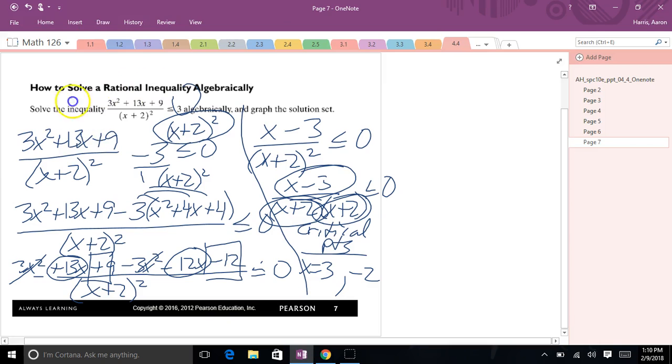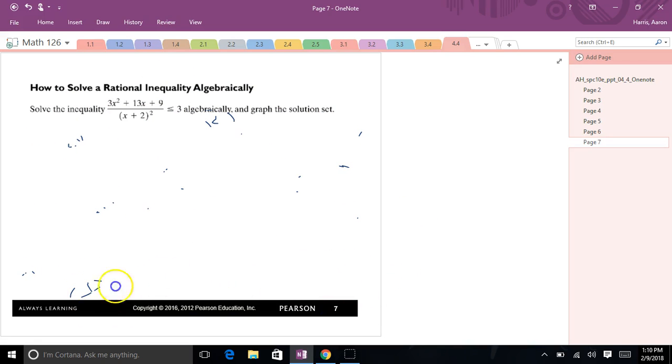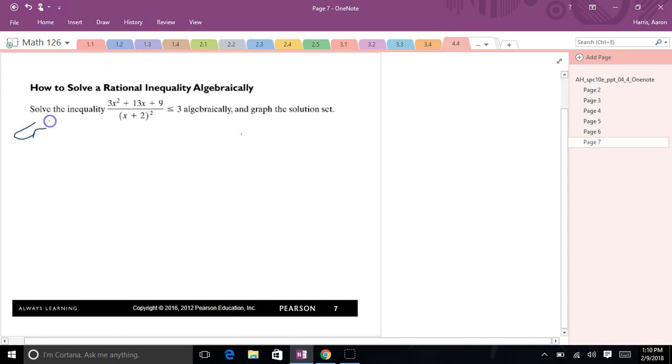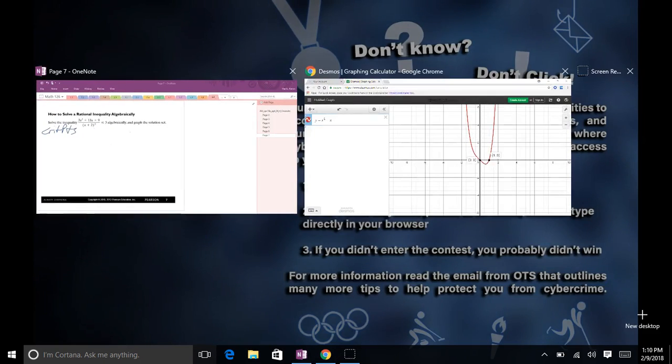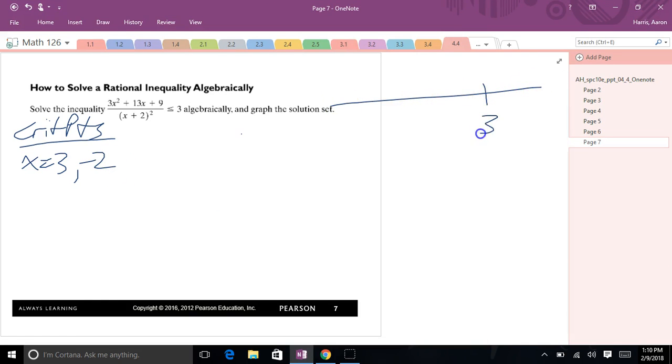Okay, so my critical points are 3 and negative 2. So that's what's going to go on my testing interval here.